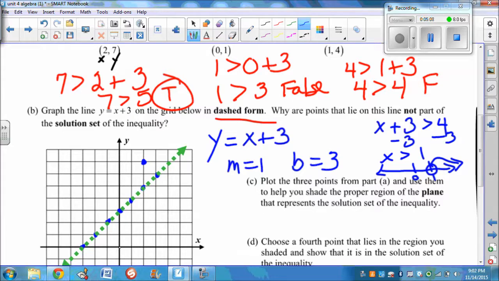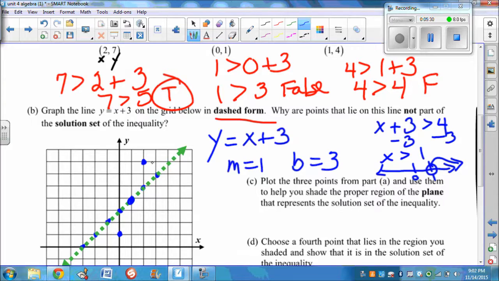(0, 1) is on the other side of the line. And then (1, 4) sits on the line. Okay, so plot these three points and use them to help you shade the proper region of the plane that represents the solution set to this inequality. So (2, 7) came out to be true.